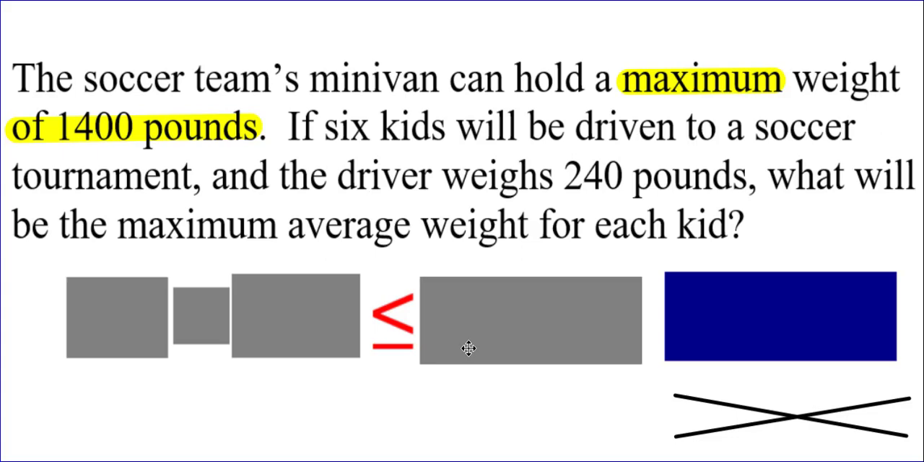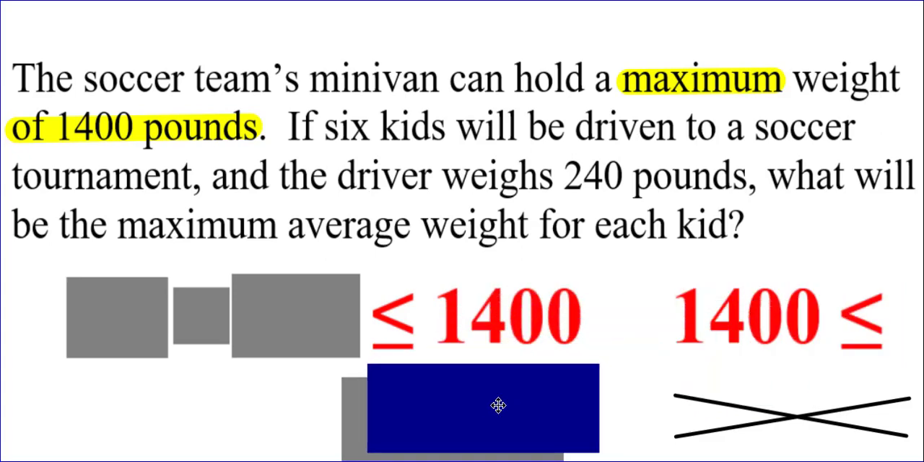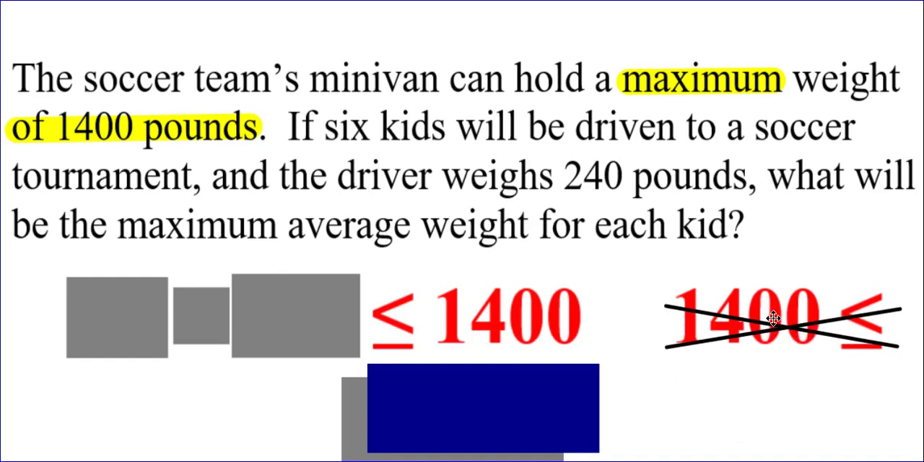Now, here's the part you gotta get right. Where do we put that 1,400? Well, since it came a few words after the word maximum, after means to the right, we are going to keep that 1,400 to the right. If you think that we can all of a sudden switch the order, I got news for you. That is not going to work. Keep that in the same order that we saw in that first sentence.